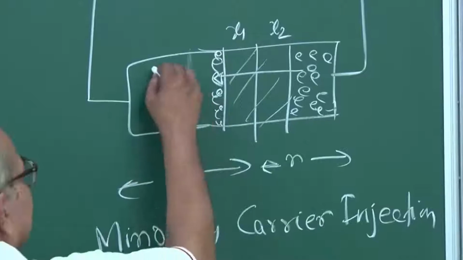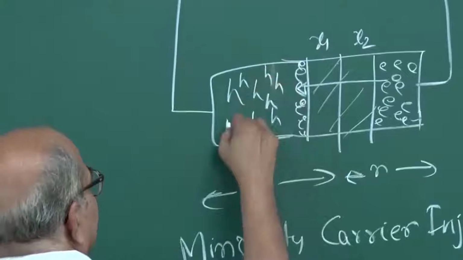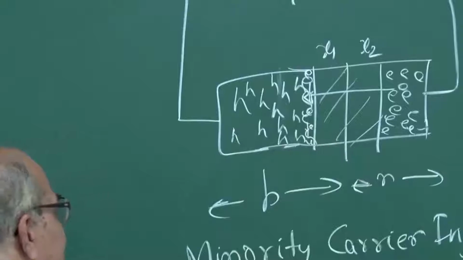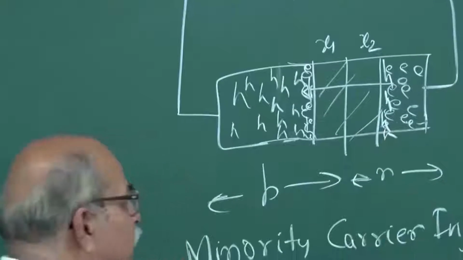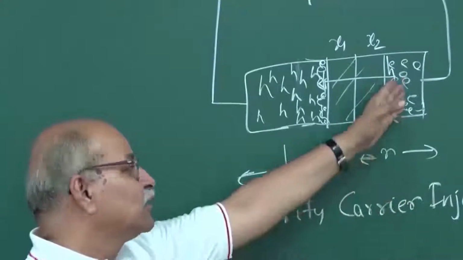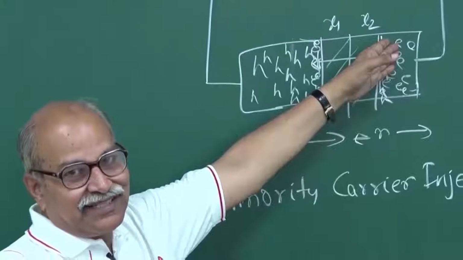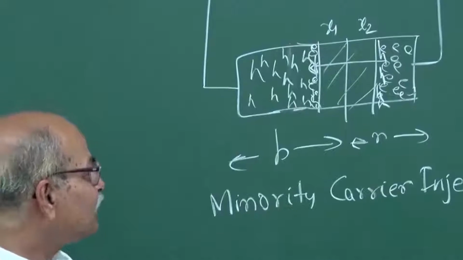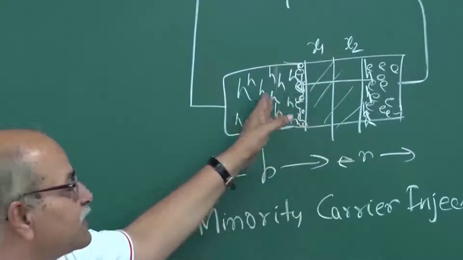And similarly, you have a large number of holes here, majority carriers, and because of this lowering of the barrier, these holes diffuse and appear here on this side. And on this side they become minority carriers because this is the n side, and holes will be labeled as minority carriers. So this is minority carrier injection. And then for these minority carriers you have a concentration gradient.